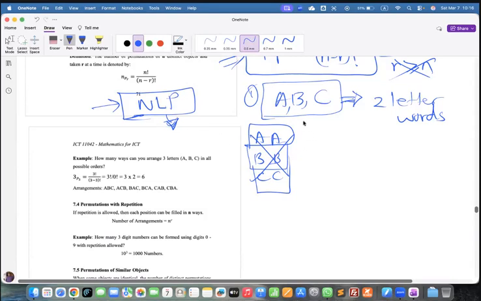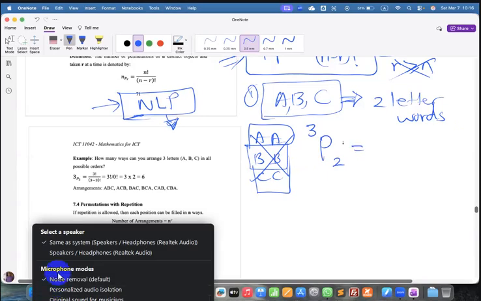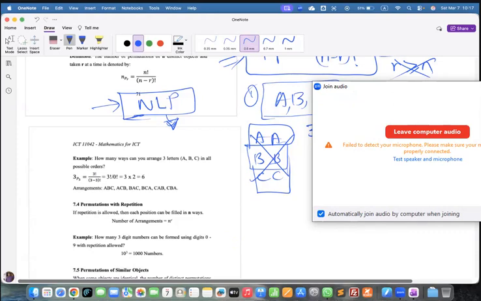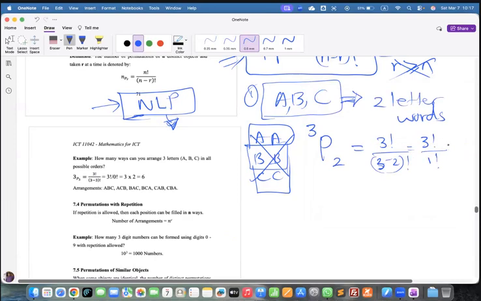Okay, how can we find out? Here we have 3 objects, so n is equal to 3. From n equal to 3, we need to select 2 objects. So nP2, in this case 3P2, which is 3 factorial over (3 minus 2) factorial. So 3 factorial over 1 factorial. 1 factorial is equal to 1, and 3 factorial means 3 into 2 into 1, which is 6. So 6 over 1. There are 6 words we can make.